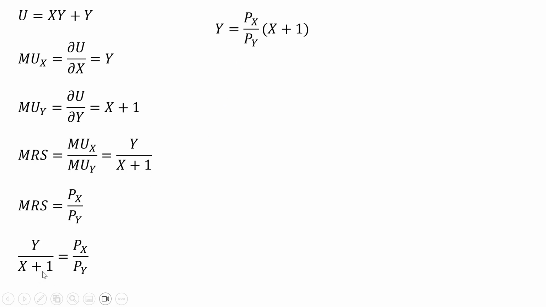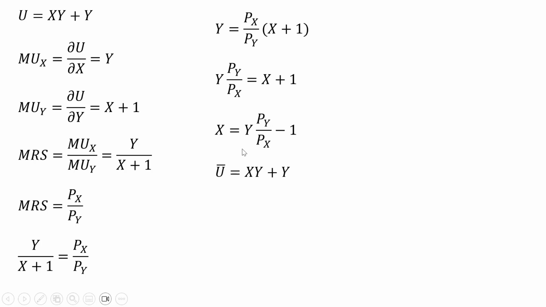Cross multiplying this x plus 1 term. Multiplying both sides through by the reciprocal of p subscript x over p subscript y. And now subtracting 1 from both sides.